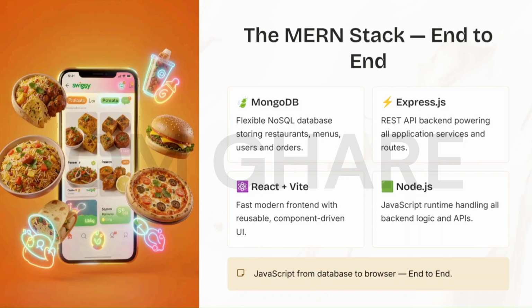Next is Express.js. Express acts as a backend framework. It handles all the REST API routes, receives client requests, communicates with the controller, validates the incoming data, and returns responses back to the front end.